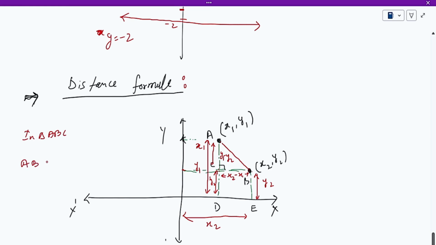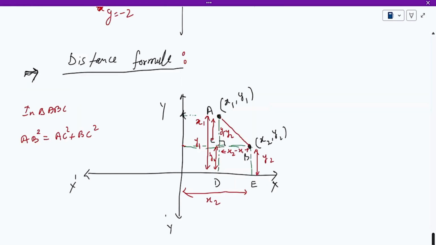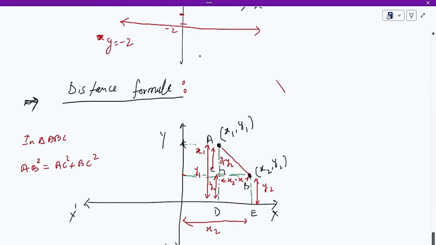AB is hypotenuse. So AB square is equal to base square plus perpendicular square. That is nothing but Pythagoras theorem, right? So AC square plus BC square. Right or not? Tell me. So with this, you can say that AB is equal to what?